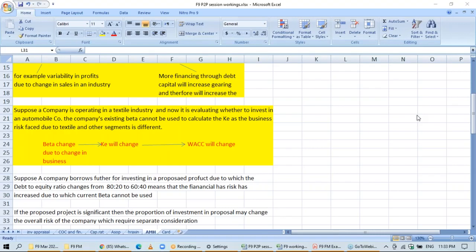Business risk will, yeah, if there is no business risk, obviously the EPS will not change, it will remain the same. So it is due to the change in the sales which affects the operating profits and the EPS as well. You are right, Rohit.